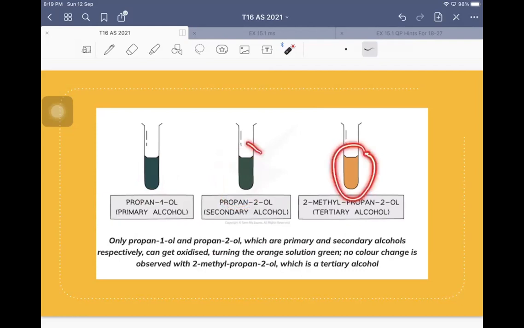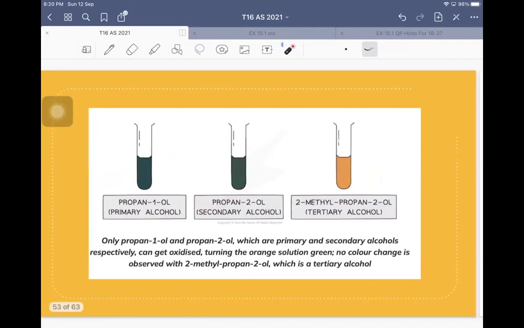How do you differentiate primary and secondary? Well, you have to use a different test for that. So this oxidation test, when adding oxidizing agent, is actually a good primary test to eliminate your tertiary alcohol.